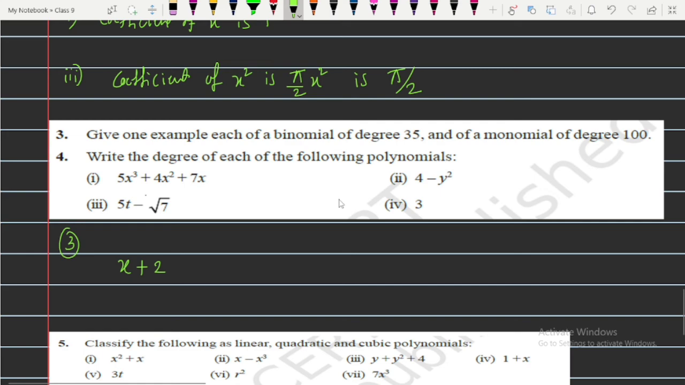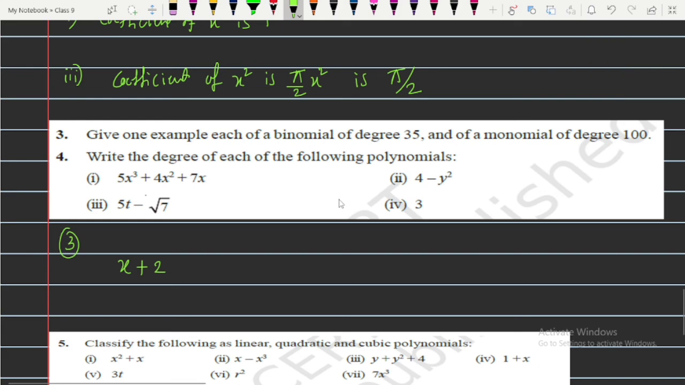In the same way, polynomial. Monomial means which has only one term. If a polynomial contains only one term, we can call it a monomial. If it contains two terms, we can call it a binomial. If it contains three terms, we can call it a trinomial. If it has one or more terms, then we can call it a polynomial.